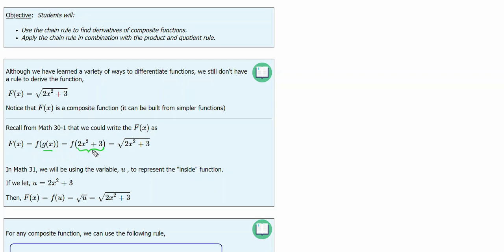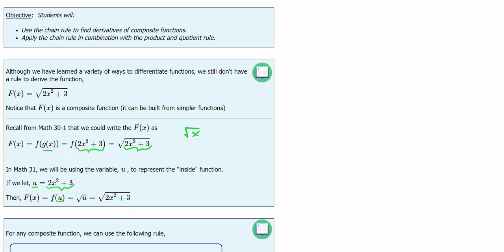That's like its own function, right? So the outside function here would be the square root of x, and the inside function would be 2x squared plus 3. Okay, so that's a bit of a review for composite functions from last year. Sorry, I kind of got ahead of myself. So what we're going to do in Math 31, typically we use the variable u to represent that inside function. So you could say f of x is really going to be f of u, which we know is the square root of u, or the square root of 2x squared plus 3.